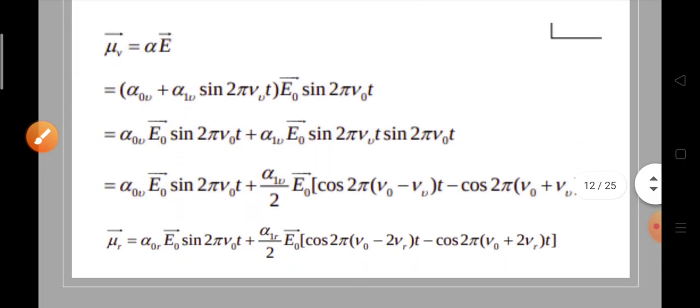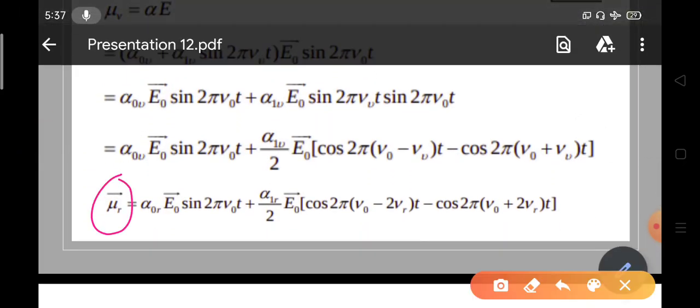So you calculate and you get that mu, the induced dipole moment, equals alpha naught v E naught sine 2 pi nu naught t, that is, alpha naught is oscillating with the nu naught frequency.